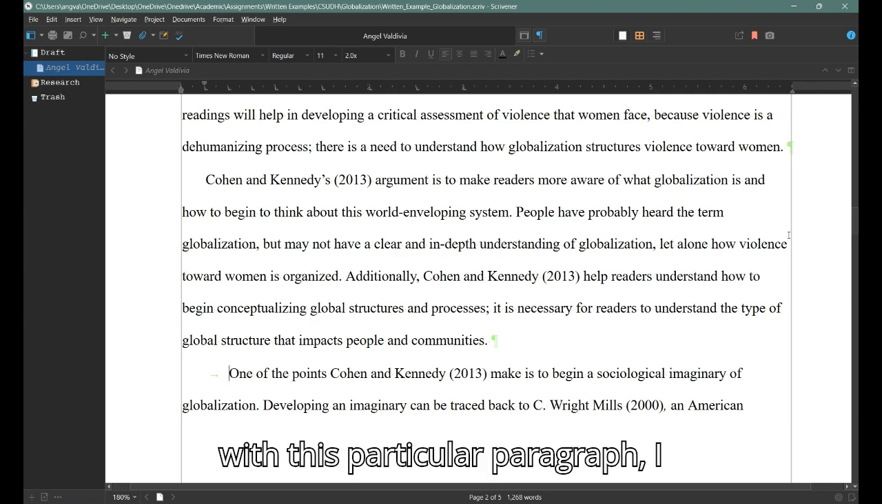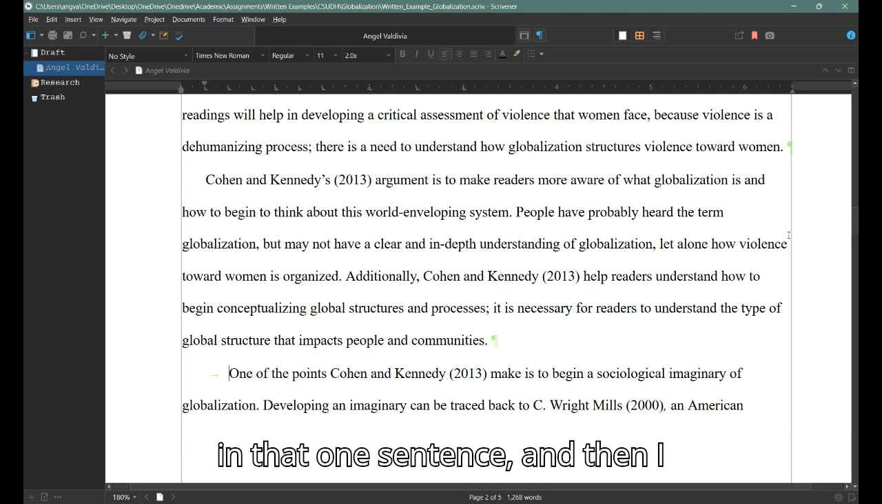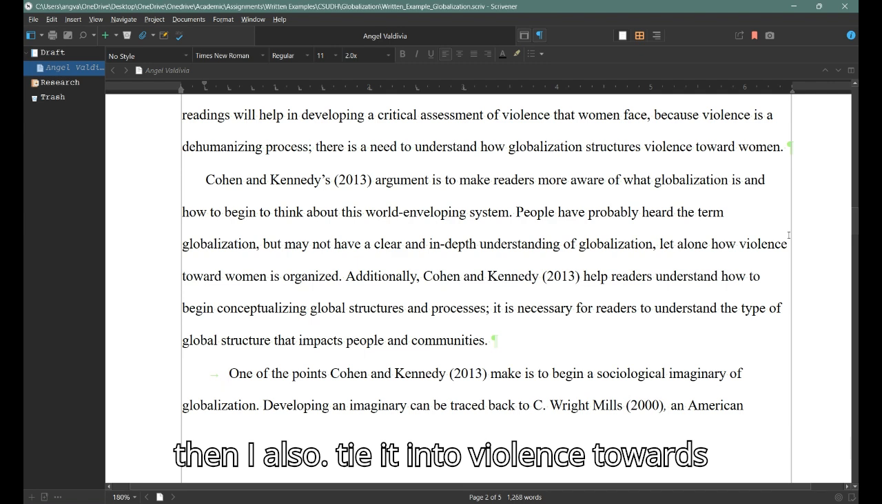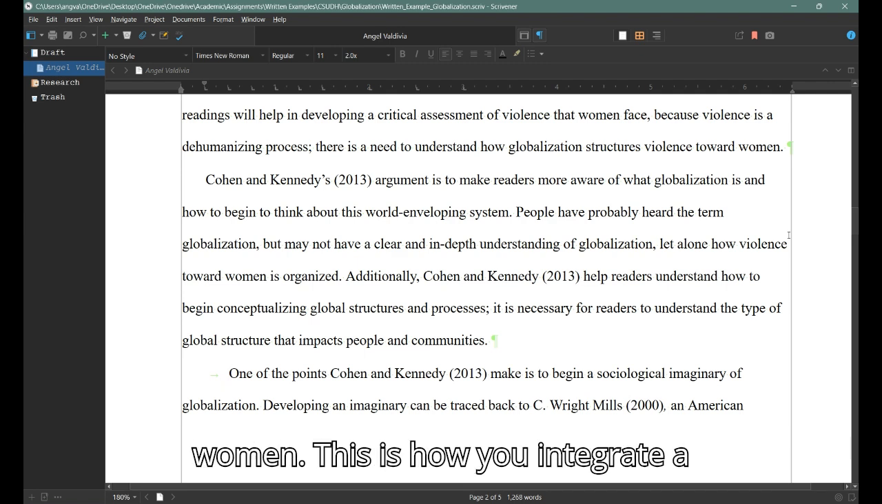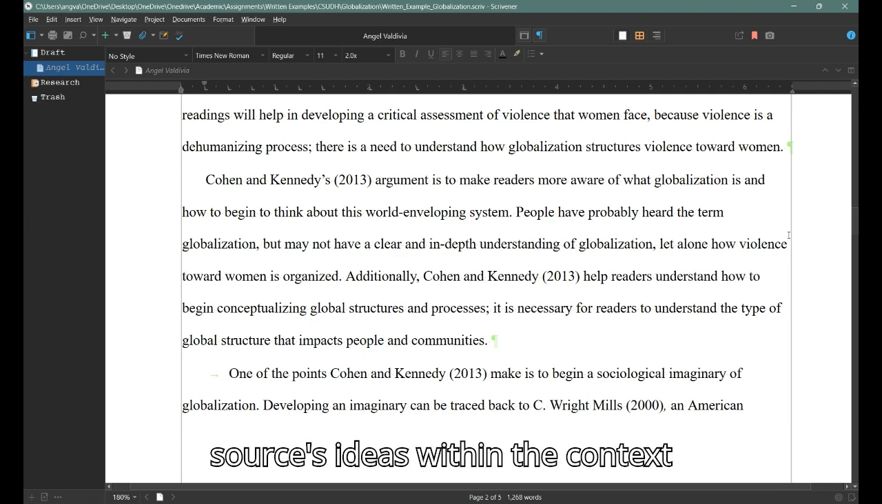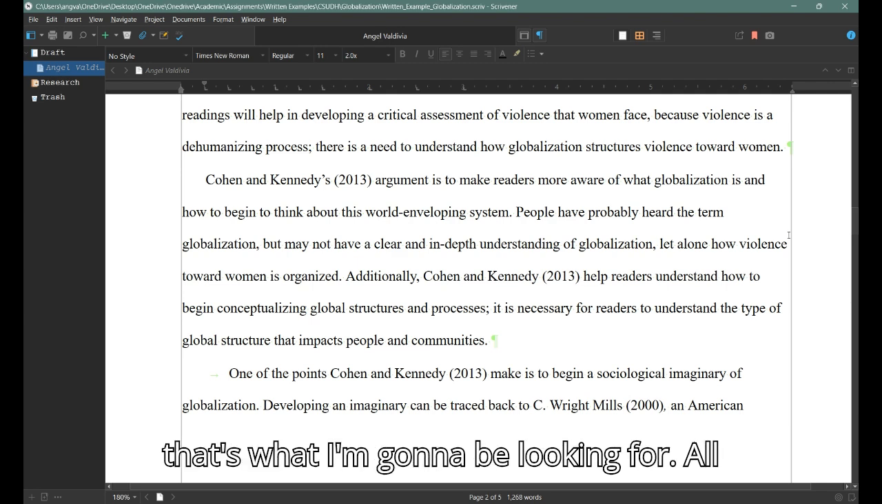So you'll notice with this particular paragraph, I summarize the chapter in that one sentence. And then I continue with that same logic, but I also tie it into violence towards women. This is how you integrate a source's ideas within the context and structure of your own argument. And that's what I'm going to be looking for.